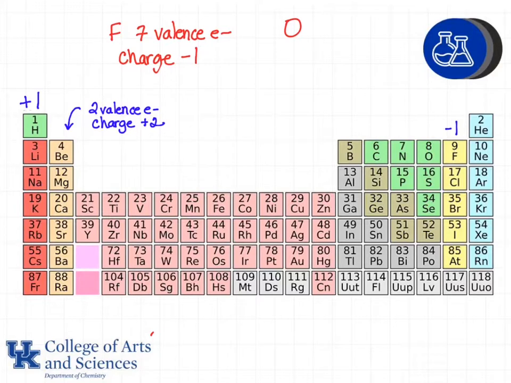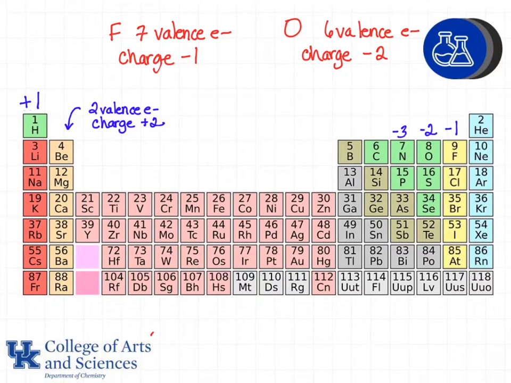We can also look at oxygen, which has 6 valence electrons. In order to look like the nearest noble gas, it's going to gain 2 electrons and will have a charge of -2. Likewise for sulfur and selenium and the other elements in that column. So we'll have a -2 charge on ions formed from those elements.